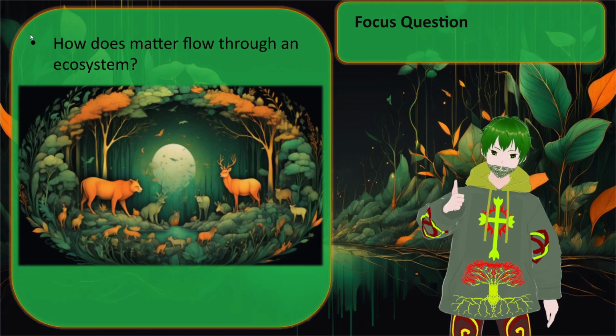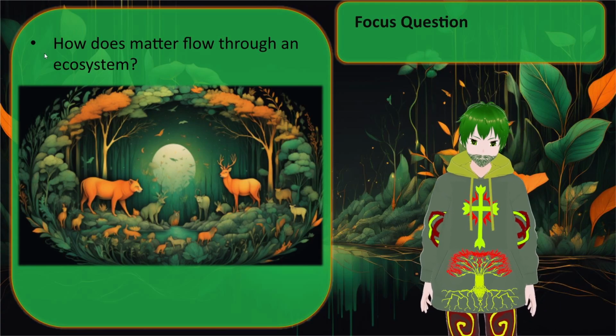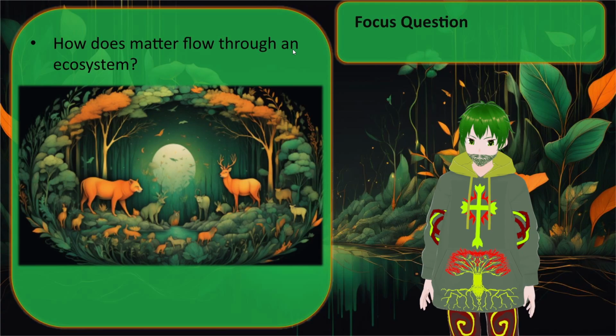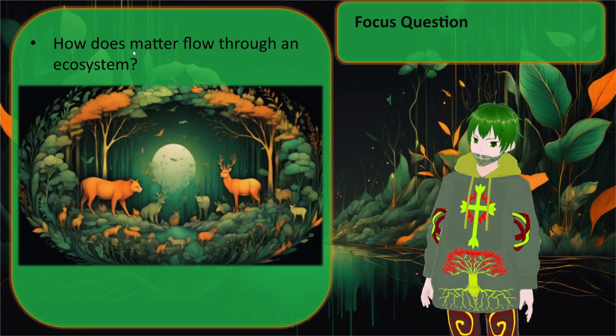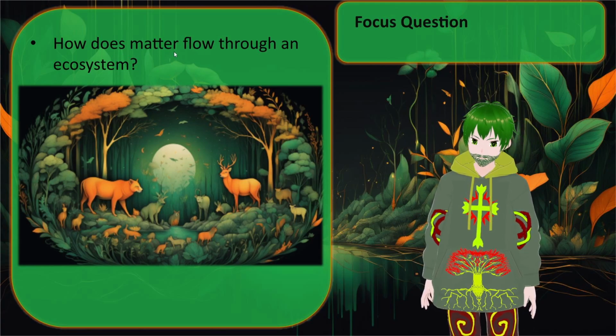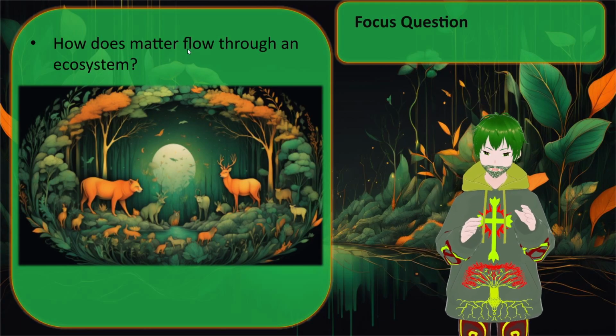So, good stuff. The focus question for today is, how does matter flow through an ecosystem? Now, understand that this is matter, not energy or carbon, which we've already kind of looked at a little bit. So this is going to include things other than energy.